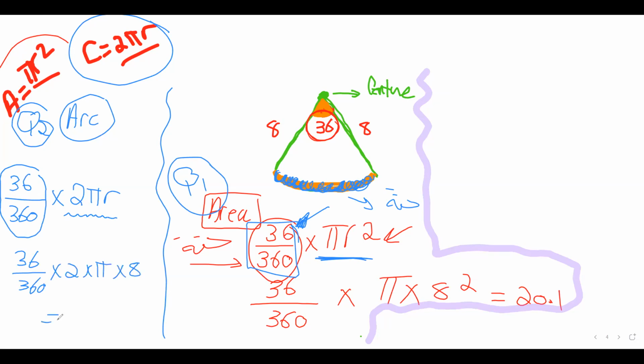Then you put it on the calculator: 36 over 360 times 2 times shift pi times 8. And then I place it on the calculator. That is the length of the arc. It comes out 5.02, after rounding, actually 5.03, after rounding to three significant figures. Remember the unit of area is centimeter squared, the unit of any length is centimeter only. And this is question number 2, which is finding the length of the arc.